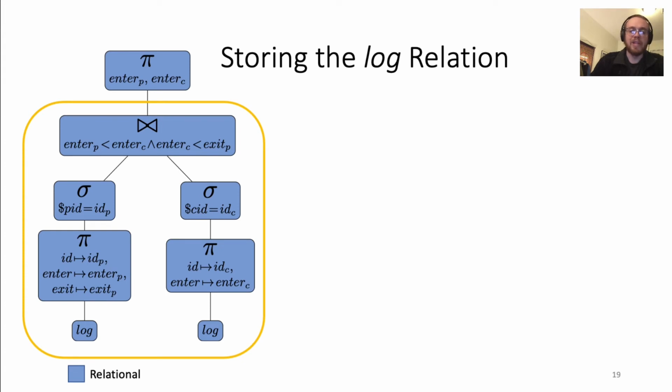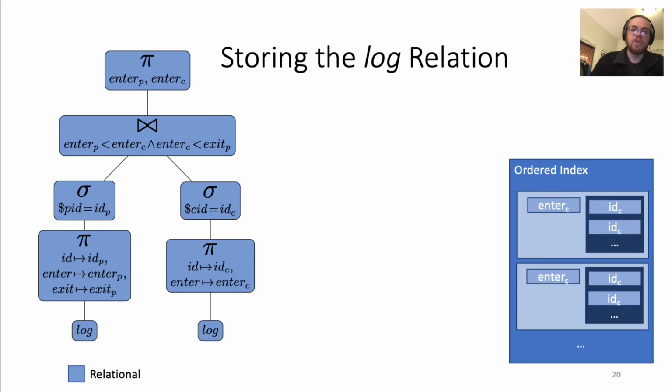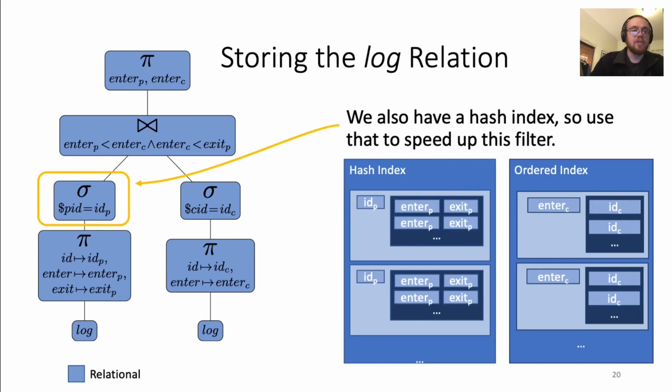At this point, we'd like to figure out which data structures might be relevant for improving the performance of this query. One candidate is this join predicate. We have an ordered index, and this join predicate is a range predicate, so it's tempting to use the ordered index to improve the performance of the join. We also have a hash index, and we have two equality filters, and so it's tempting to use the hash index to improve the performance of these two filters.